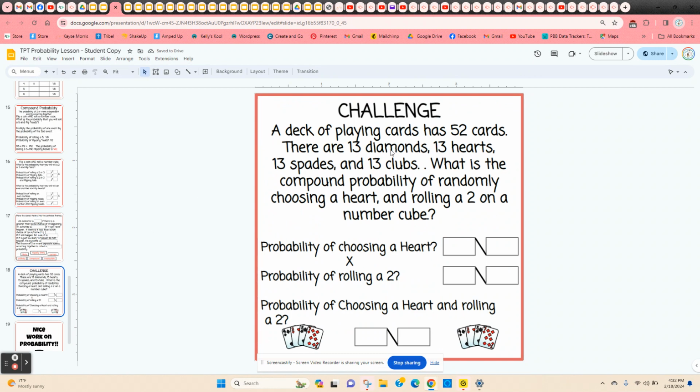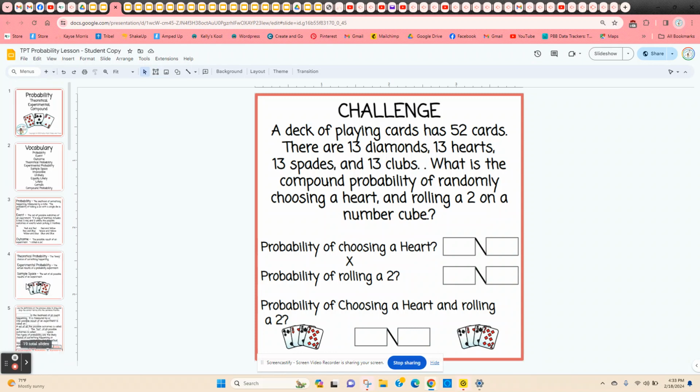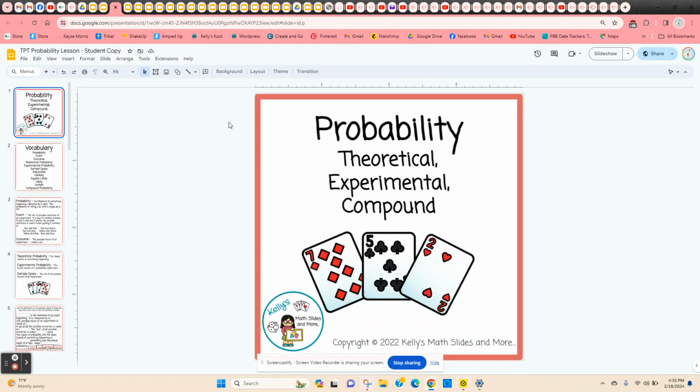So here's one with a deck of playing cards. They have to find the probability of choosing a heart and rolling a 2 on a number cube. So that's a challenge to see if they can figure that out. So that is a digital lesson on probability.